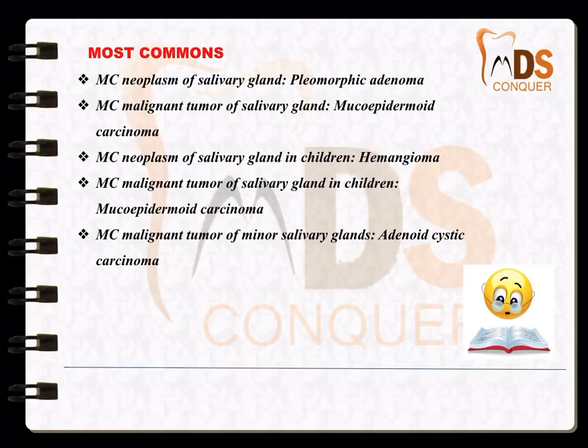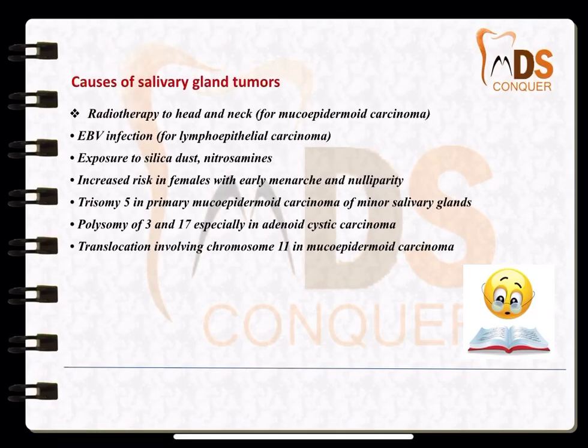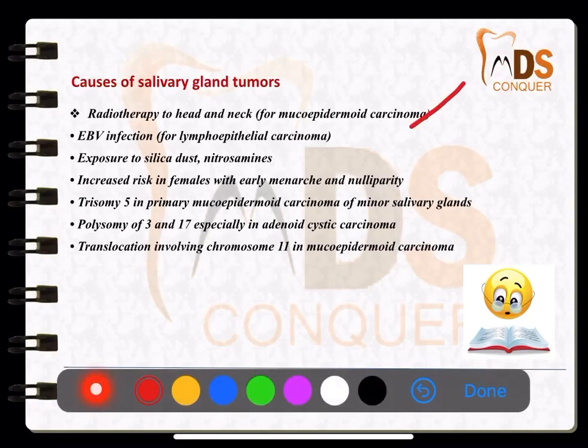Coming to the various causes of salivary gland tumors, amongst these, the most important causes are as follows. Constant radiotherapy to the head and neck region can lead the patient to develop mucoepidermoid carcinoma of the salivary gland. This is one of the most common causes related to head and neck. Also, Epstein-Barr virus infection is linked to lymphoepithelial carcinoma.